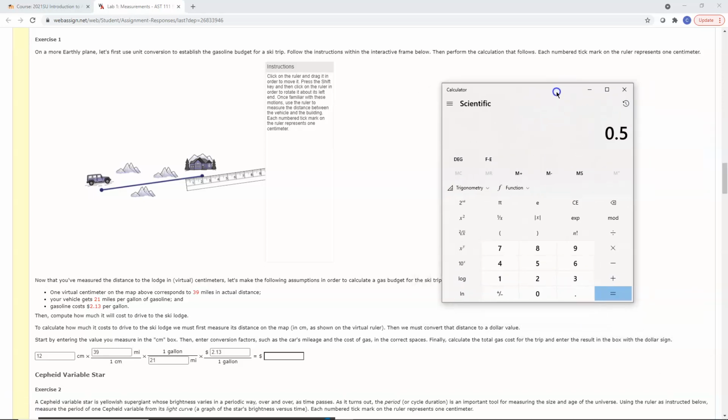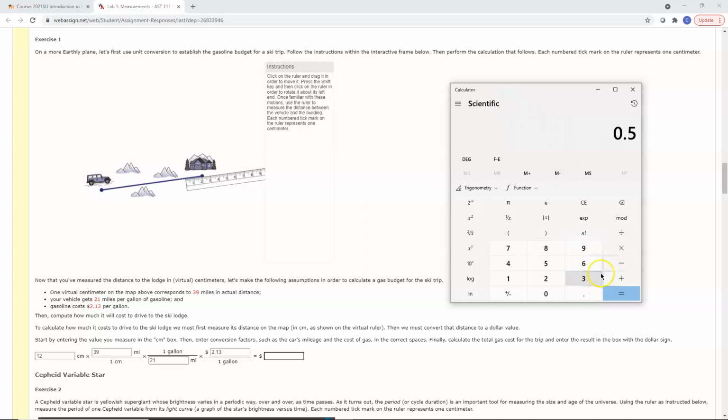And since we're going to be doing this, I'm going to use my scientific calculator. Hope I get this right. So 12, clear, 12 times 39 gives me my mileage, 468 miles. Now this number's on the bottom, so I will divide that by the miles per gallon I get, which is 21 miles, and it gives me 22.2857, and so on.